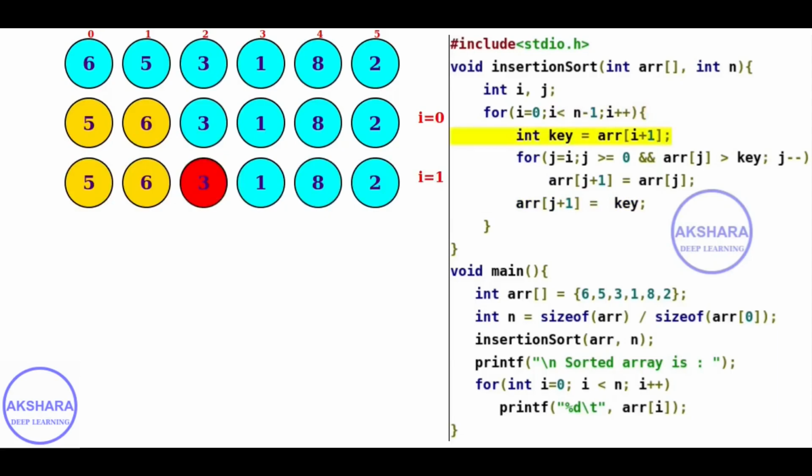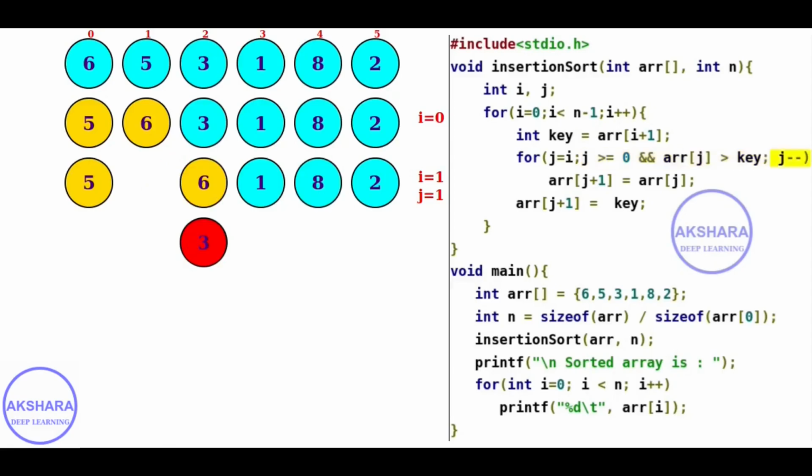i plus 1 will be removed from the list and stored within the key. Again j will be initialized with the i value. Here i is 1, so j will also be 1. This array of j is now compared with the key. Here array of j, 6, is greater than key 3. So array of j will be shifted to the j plus 1 location.